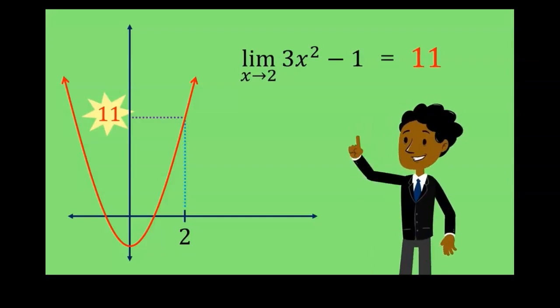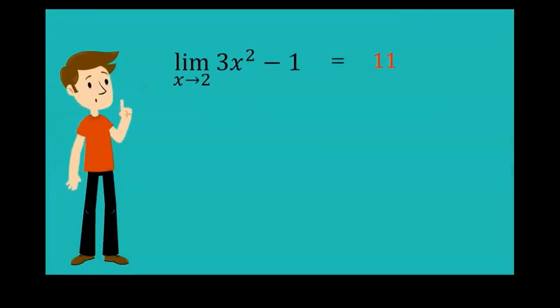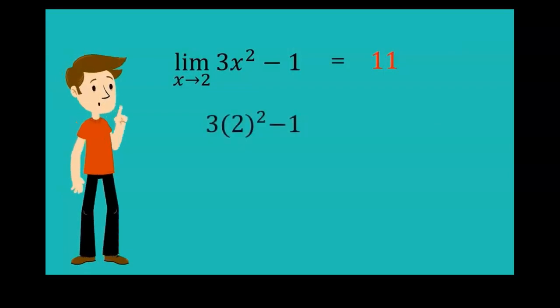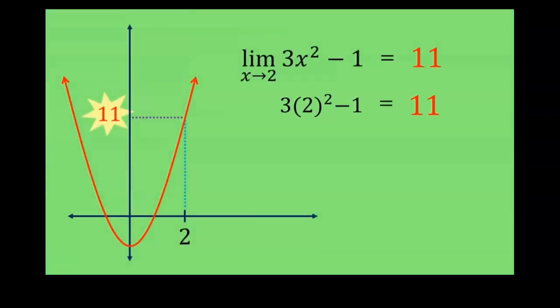Remember, what I'm really saying here is that we can get arbitrarily close to the number 11. I just have to pick values that are sufficiently close to 2 in order to do it. Now at this point you might be thinking, that's fantastic, but couldn't you have also found the limit simply by plugging 2 into the function? Wouldn't that also give you 11? In this instance, the answer is yes.